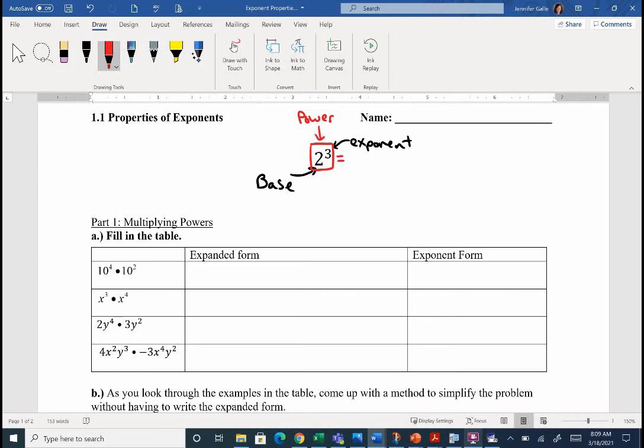2 to the third. What do you guys think? All right, somebody out there, what do you think? 2 to the third, what does it mean? Oh, Molly's hand shot right up. What do you got? It means 8. Yep, it's going to equal 8, but how do I get 8? 2 times 2 times 2. And yes, it does equal 8.